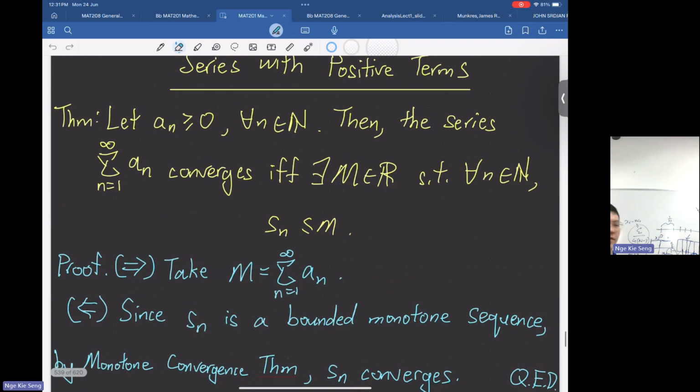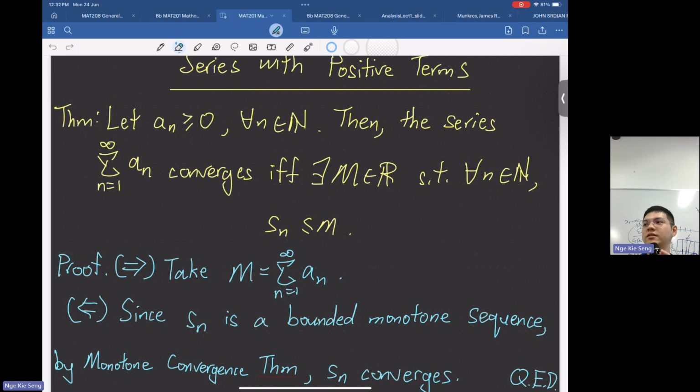I write it down. Okay, so for one direction, you can take M to be the infinite sum to bound all your partial sums. And then the other direction, we can see that Sn is a bounded sequence and also monotone because we are adding positive terms, so Sn will keep increasing. Non-decreasing, because sometimes maybe An is 0. So by the monotone convergence theorem, Sn converges. So Sn converges, meaning the infinite series also converges.